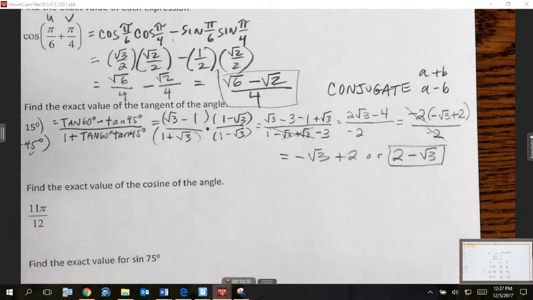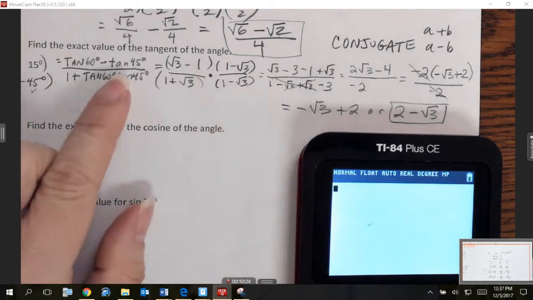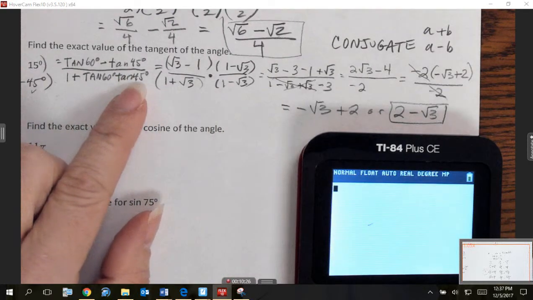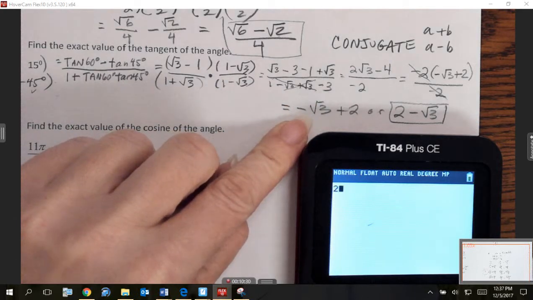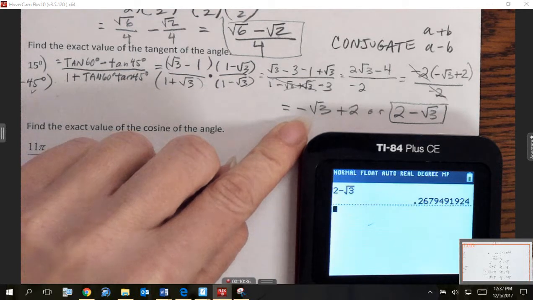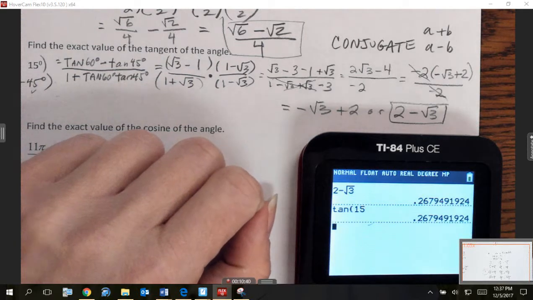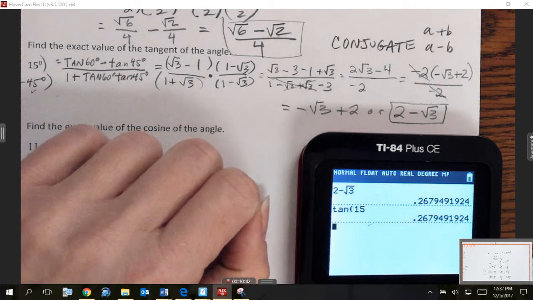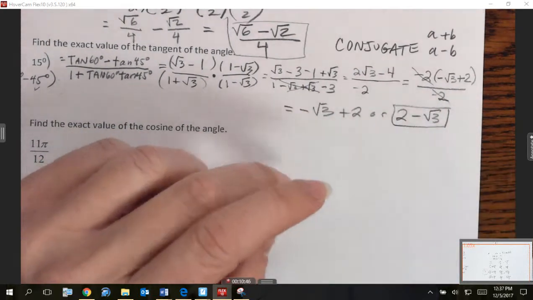You can check yourself on some of these easily. This one is degrees, so my calculator is in degrees. I'm going to type in 2 minus radical 3, and I get that decimal. I'm also going to type in tangent 15, the original question. Ooh, I got the same decimal. I must have the right answer. Okay, so you can kind of check your answers.